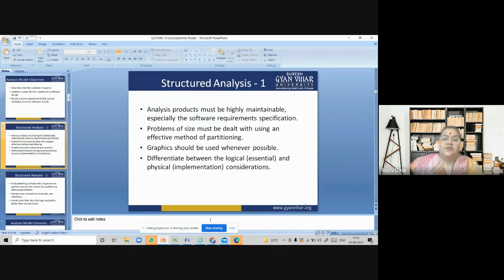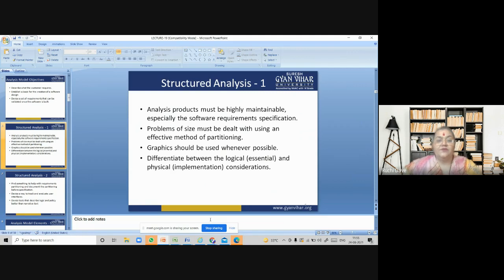Okay. So the graphics should be used whenever possible. Then you have to differentiate between the logical means, which are very essential, and physical means, implementation considerations. So you should understand very well what the logical and the physical considerations of my project are. So that should be very clear.